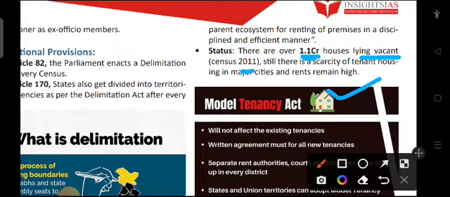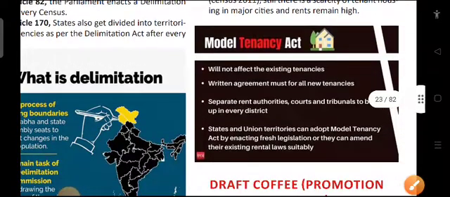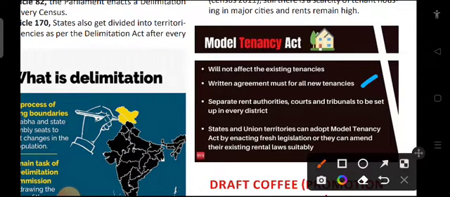MTA Act will not affect existing tenancies. Written agreement is a must for all new tenancy. Separate rent authority, court and tribunal to be set up in every district. States and union territories can adopt the Model Tenancy Act by enacting fresh legislation or if they can amend their existing rental laws suitably.